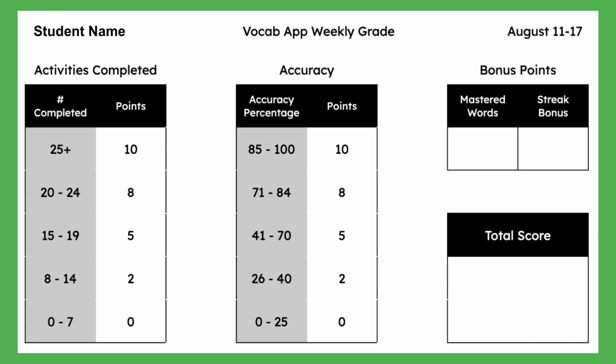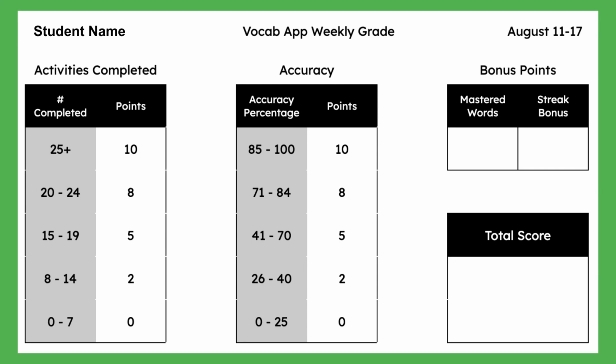So you can see on the left, you'll be graded on how many activities are completed. And the requirement is at least 25 per week is what you need to do. Now, those of you familiar with the Vocab app know that these activities take less than 1 minute for most of you to complete. So to do 25 activities, it will take you less than 25 minutes.